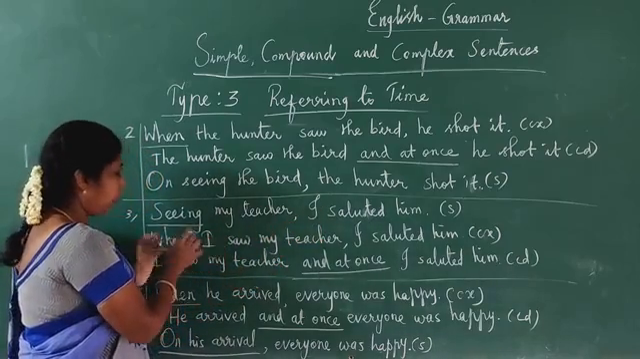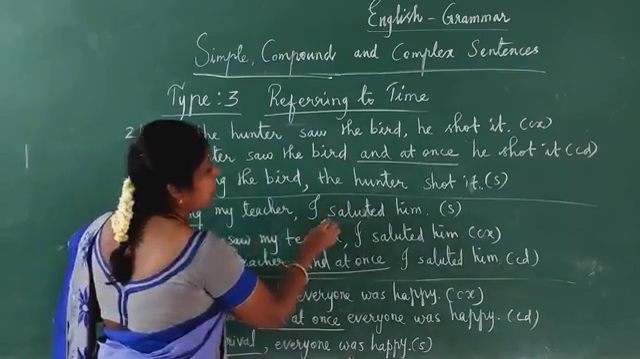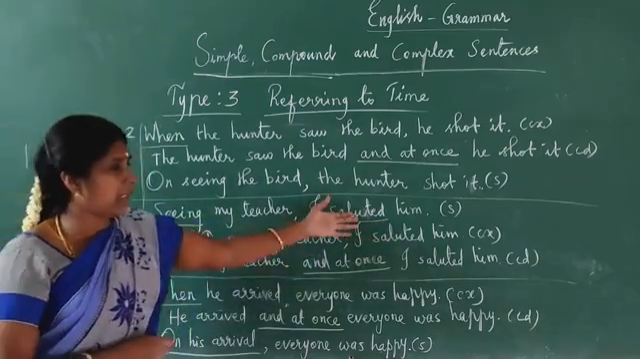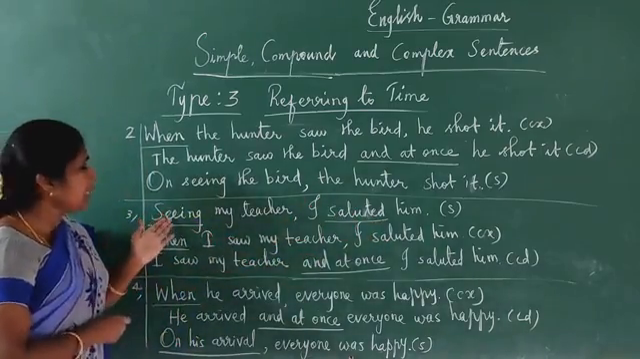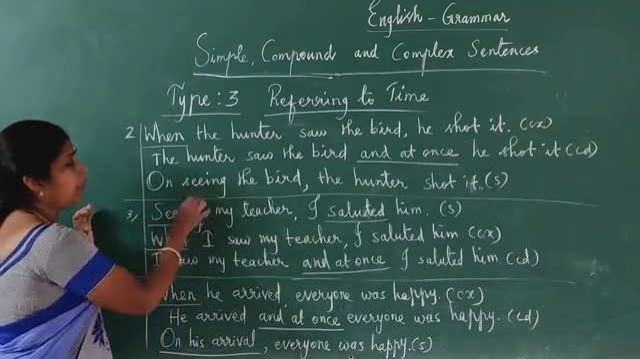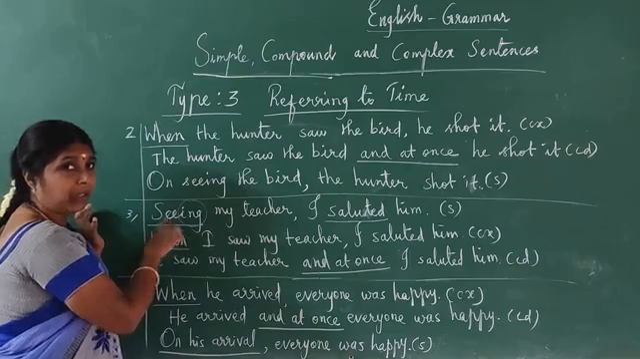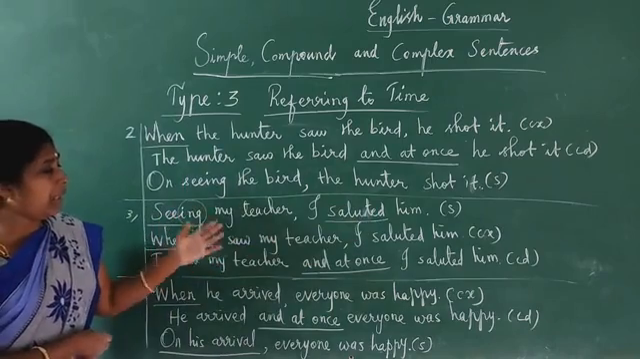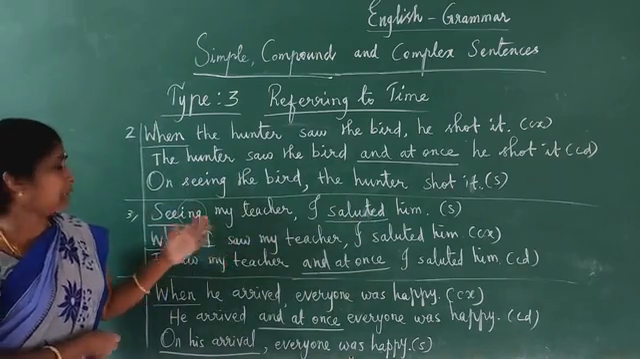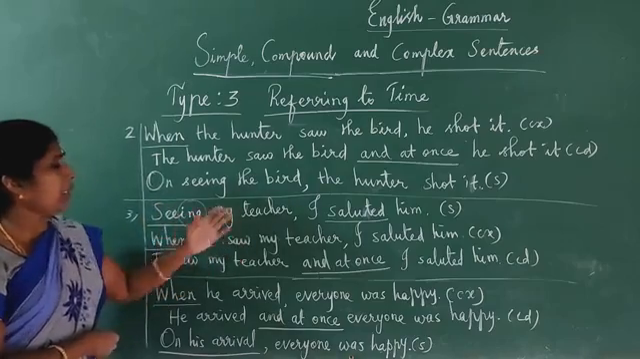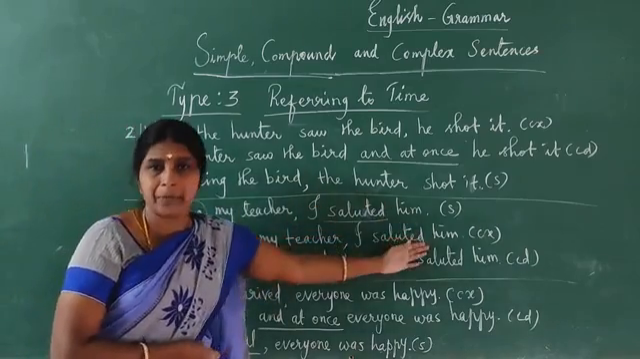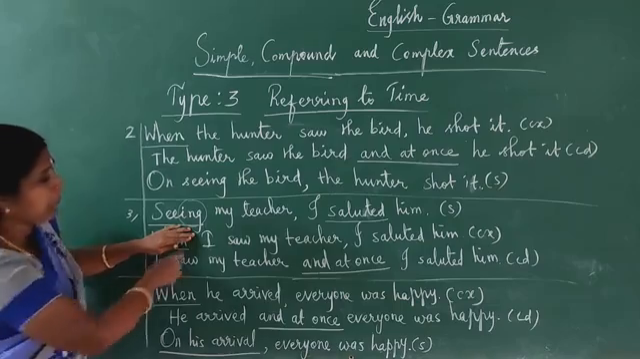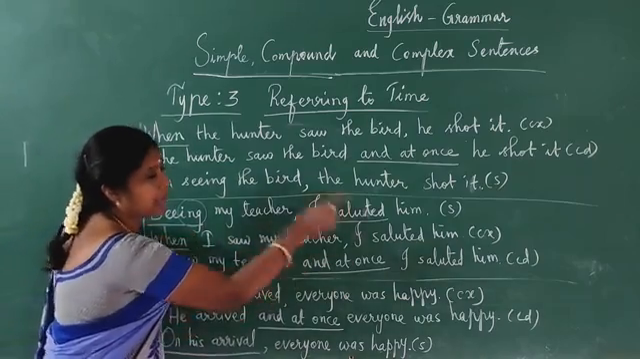So write down "when I". Next one, "saluted". What tense is it? Past tense. "Ed" means past tense, a regular verb. Here also we have to remove this ing form. Then here verb 1 is "see". Find out verb 2, because already here the tense is past, so we have to write the subordinate clause also in the past tense. See the past form: saw. So, when I saw my teacher, I saluted him. This is complex. Now change it into compound. Remove this word "when". I saw my teacher and at once I saluted him.